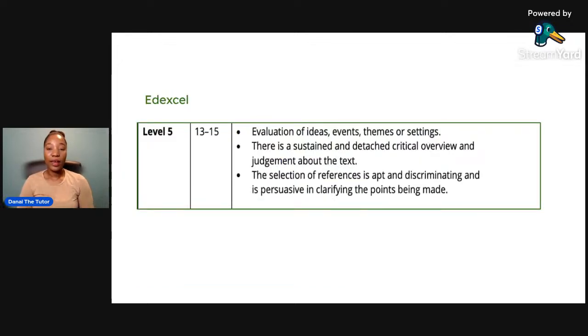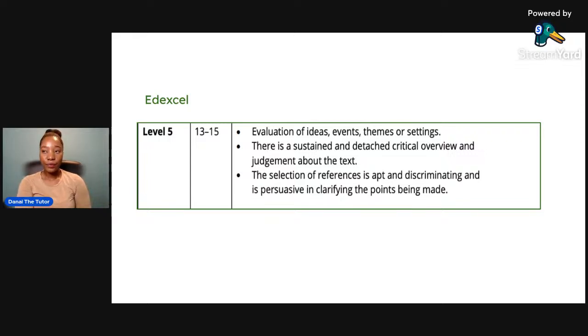So, like I said, we are looking at Edexcel. And the Edexcel mark scheme is as follows for the top grade. If you want to get the most marks, it's out of 15. If you want to get between 13 and 15 marks, then you need to show an evaluation of ideas, events, themes, or settings. And we're going to talk about what that actually means, because it's in the mark scheme, but then you have to understand what they mean by setting, events, themes, or ideas. You have to show a sustained and detached critical overview and judgment about the text. And then you have to have a selection of references that are apt and discriminating. And you have to be persuasive as well in clarifying the points that you are making.